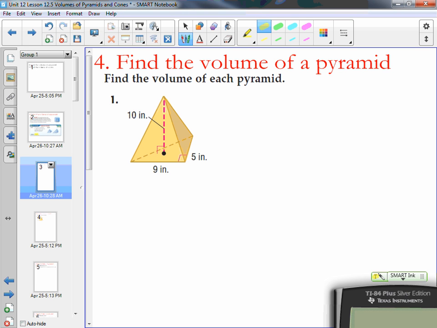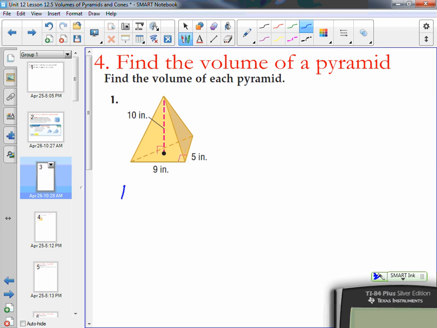Since the 10-inch segment is perpendicular to that right triangle on the bottom, the 10-inch segment is the height, which means that right triangle on the bottom has to be the base. Now, try not to fall for thinking the base is always the bottom. With pyramids, yeah, it's kind of awkward to draw them any other way. But if you look at number 10, they just draw it upside down where the base is at the top. So the base is the base, not because it's the bottom, but because we have a height that's perpendicular to it.